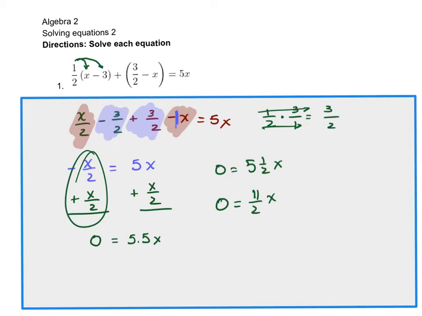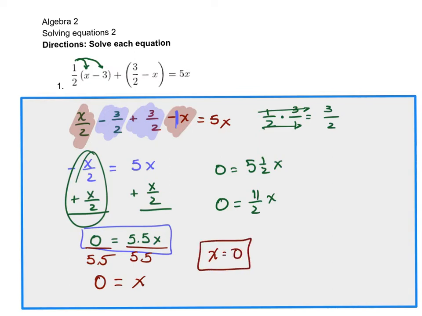In this case, I kind of like this decimal. I think it's easy to add 5½ with decimal values. And then our last step to get that x alone, just divide away 5.5 on both sides. So x equals 0 divided by anything is 0. So x is 0. And we are done with problem number 1.